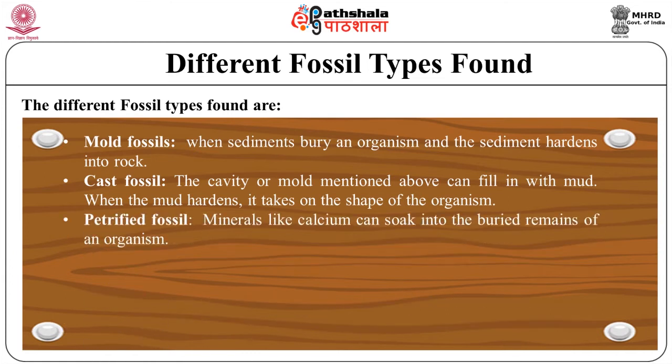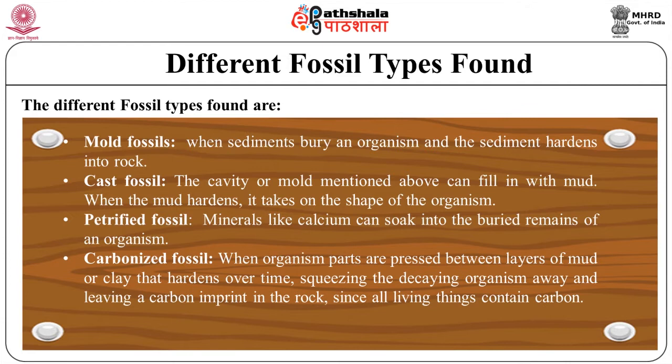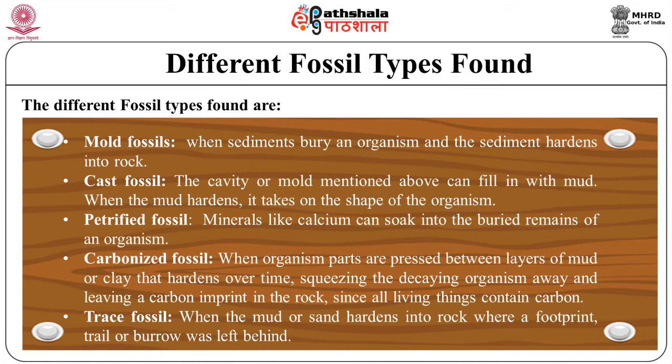Now, vitrified fossil. Minerals like calcium can soak into the buried remains of an organism. The mineral replaces the remaining bone and changes it into rock. Now, carbonized fossil. When organism parts are pressed between layers of mud or clay that harden over time, squeezing the decaying organism away and leaving a carbon imprint in the rock, since all living things contain carbon. Now, trace fossil. When the mud or sand hardens into rock where a footprint, trail, or burrow was left behind.